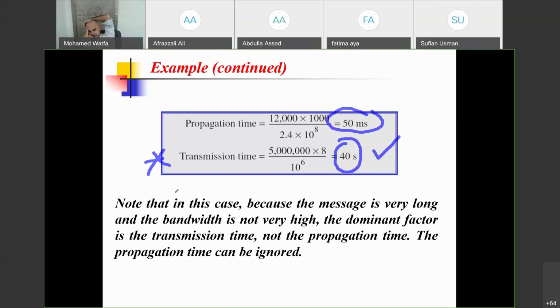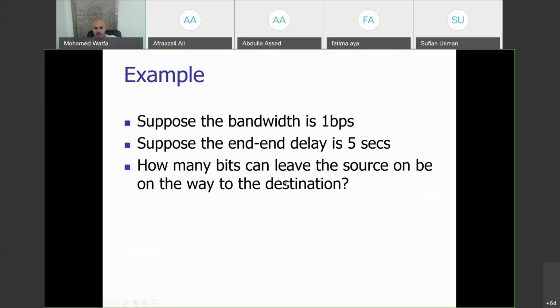Okay? Are we good? We all understood the difference between transmission delay and propagation delay? Any questions about this? Okay, guys, we are good. Excellent. All good. Thank you.